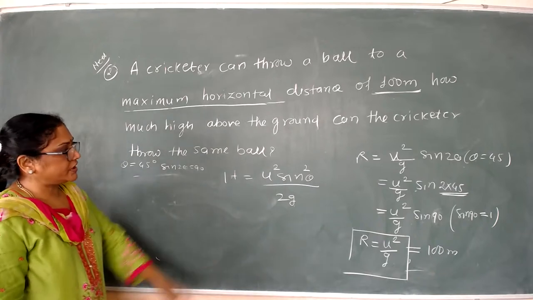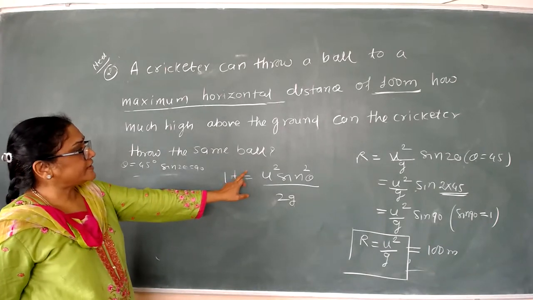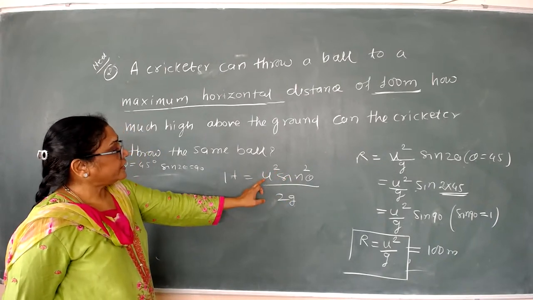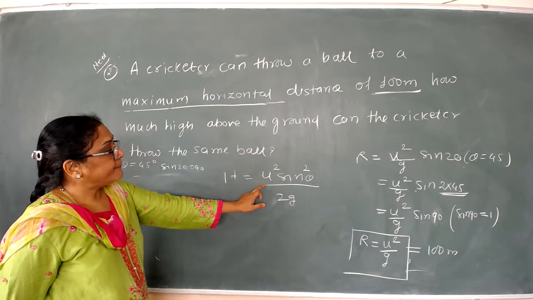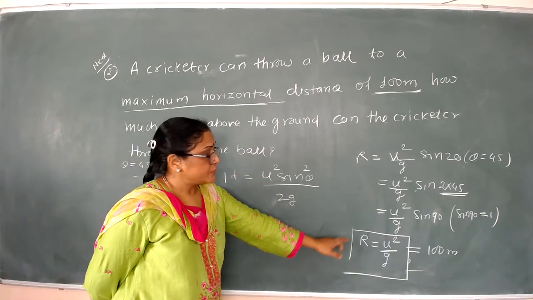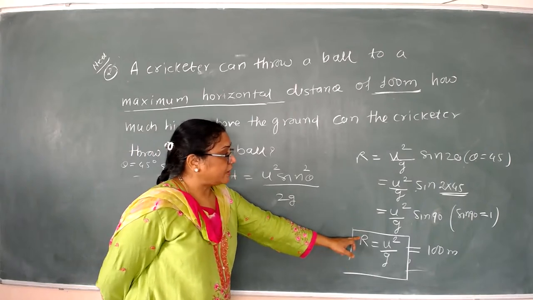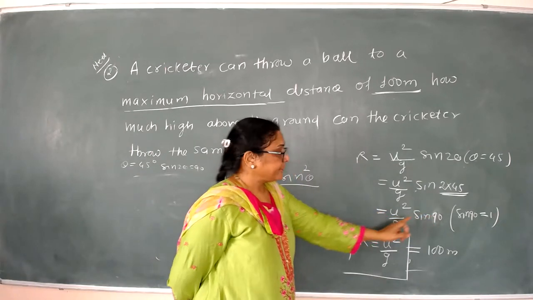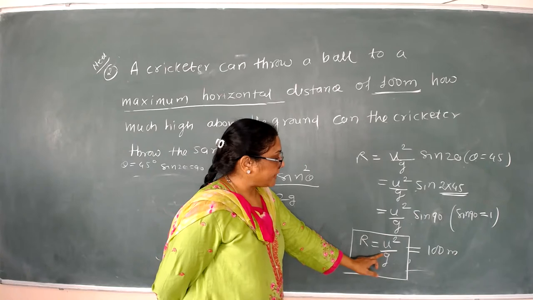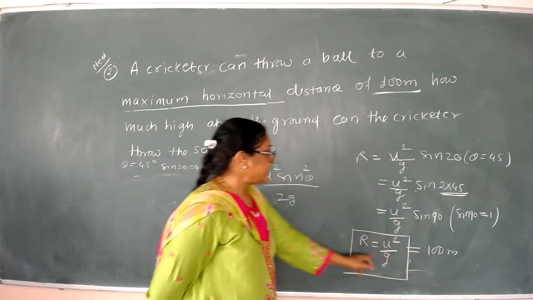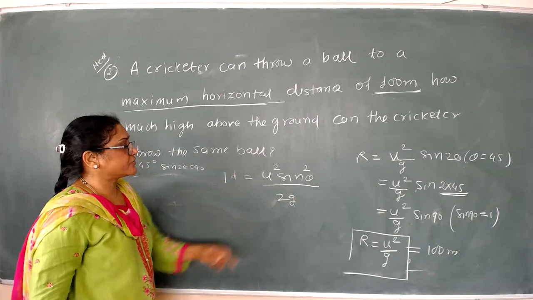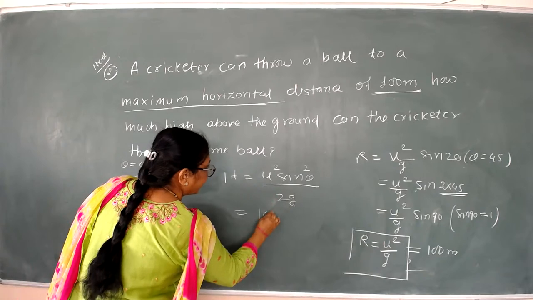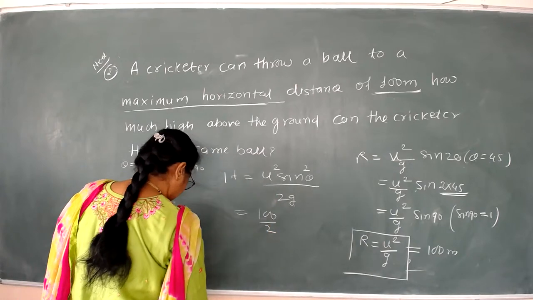H is equal to, the related formula is u square sine square theta divided by 2g. In this, u is not given, but the range of the projectile is given. So by using the formula, range is equal to u square by g into sine 90, where sine 90 is equal to 1. Therefore, r is equal to u square by g, which is equal to 100 meter. Substitute this value of u square by g in this equation. That is, h is equal to u square by g, which is 100, divided by 2 into sine square theta.